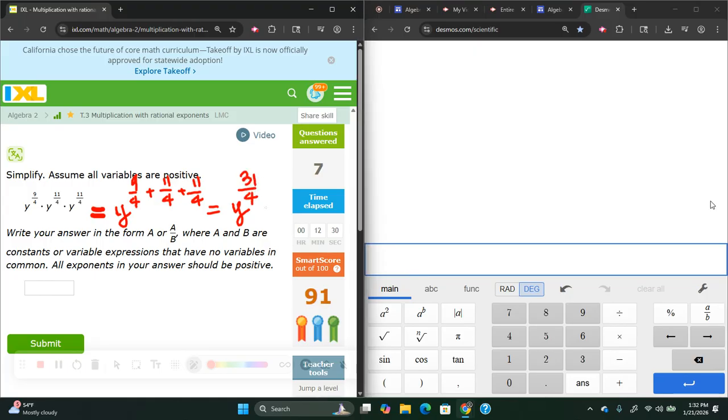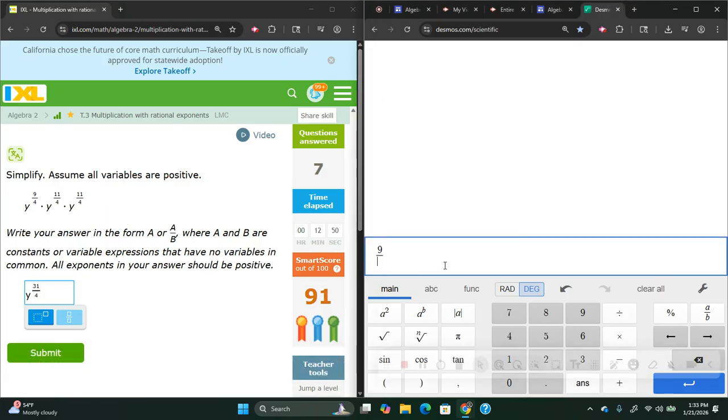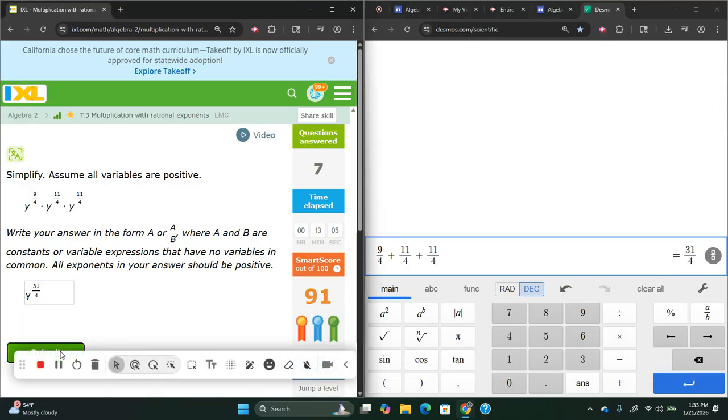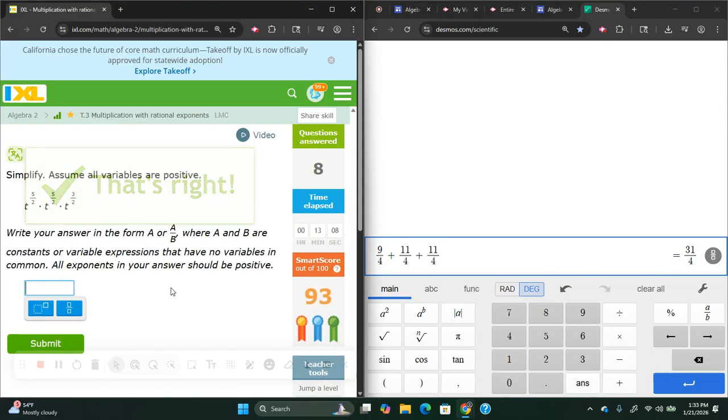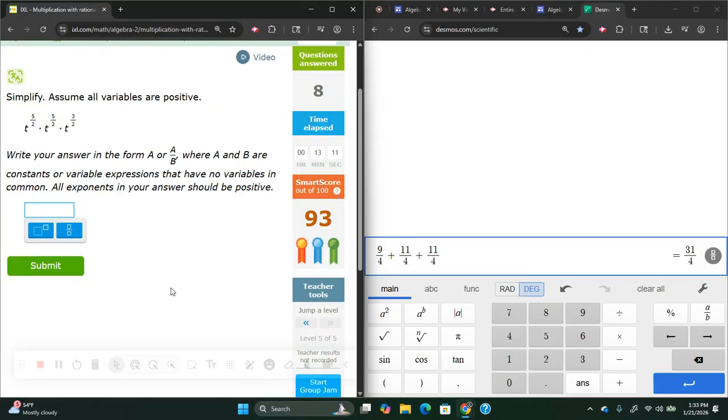If you need the calculator, let me enter into the box first over here. Y as the base, and the exponent is 31 over 4. All right, so let me calculate to double check. 9 over 4 add with 11 over 4 add with another 11 over 4. Click convert to fraction, it comes out 31 over 4. All right, so I should be correct. Voila.